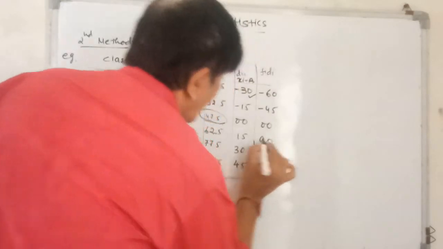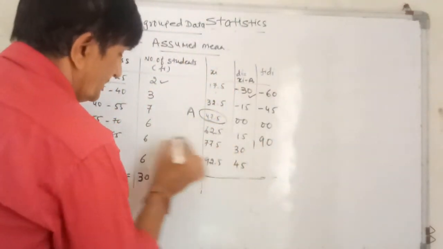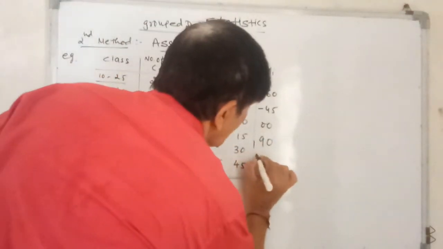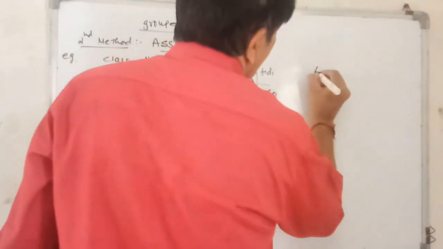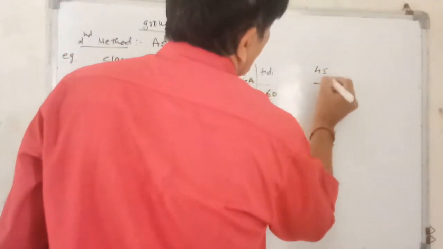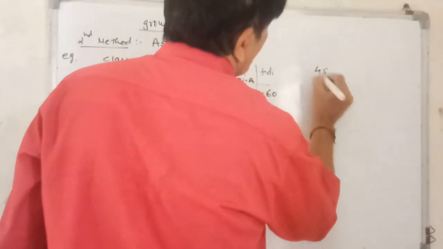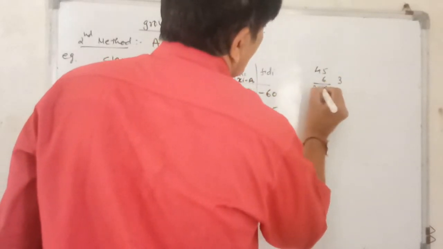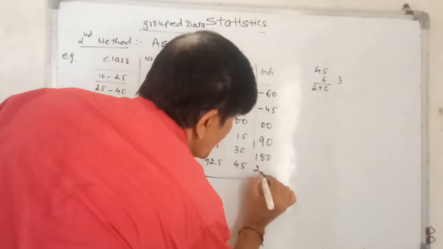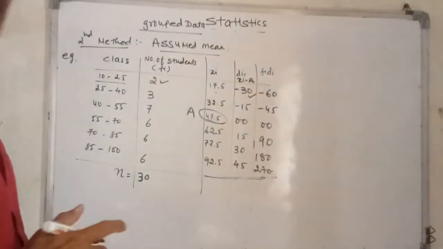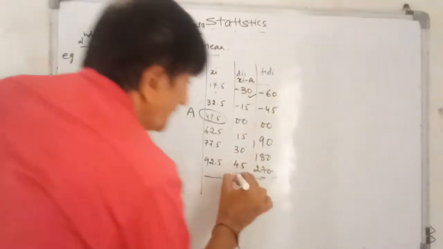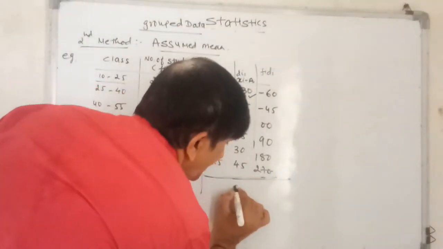This is 90. 15 6 then 36, 180 and 45 6, so it is 270. Clear? Okay. Now we required sigma fi di.